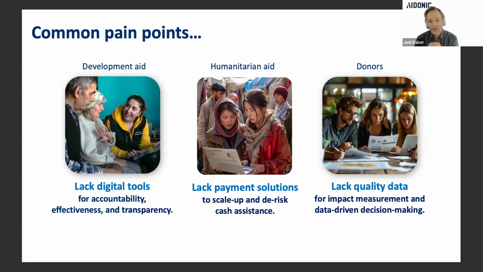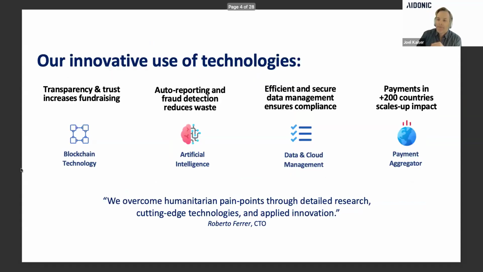It's important to note that technology doesn't solve all the problems of humanitarian or development pain points, but it can solve some of them. And so therefore, digital transformation using technology is a key important thing for NGOs. So what sort of technologies are we talking about? Well, we use 4 key technologies and each brings a different type of benefit.